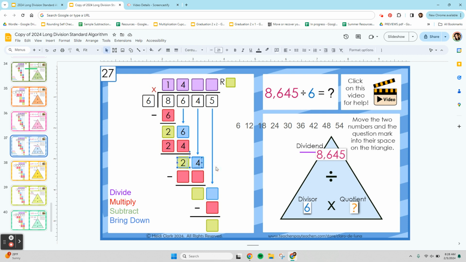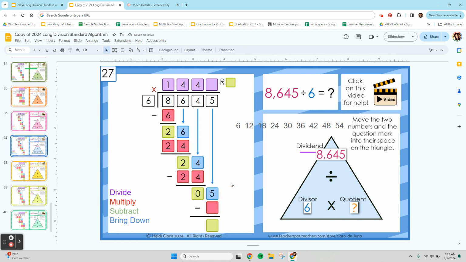We're going to divide 24 divided by 6. Well, that divides in evenly, doesn't it? Because 24 is a multiple of 6. 1, 2, 3, 4. 24 divided by 6 is 4. So put the 4 up top, and then we'll multiply back down. 4 times 6 is 24. We subtract, and then bring down that last number.